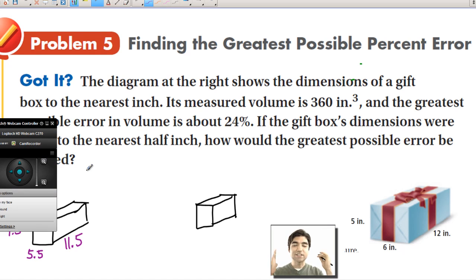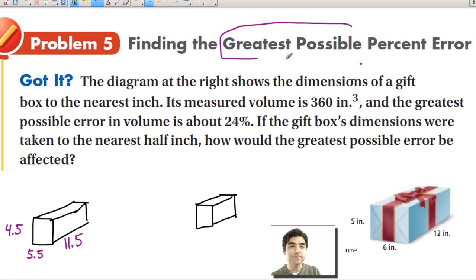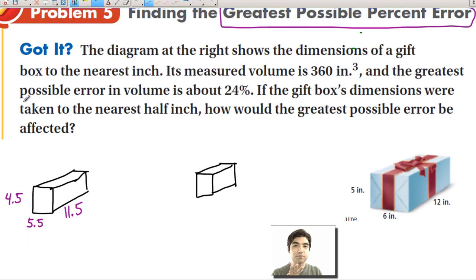Okay, so this is the grand finale of all your hard work in chapter 2. And this problem's kind of long, so hang in there. In this one, we need to find the greatest possible percent error of a certain situation. So let's just read it first.